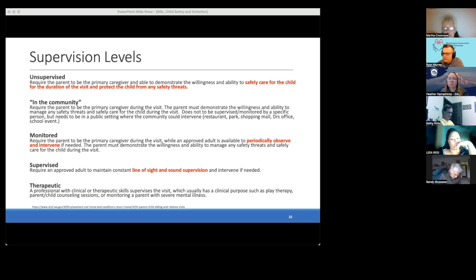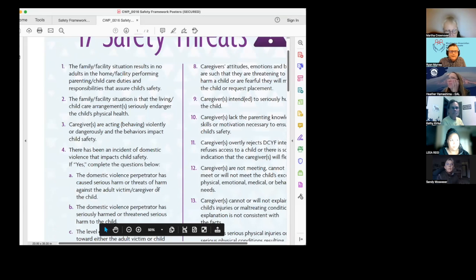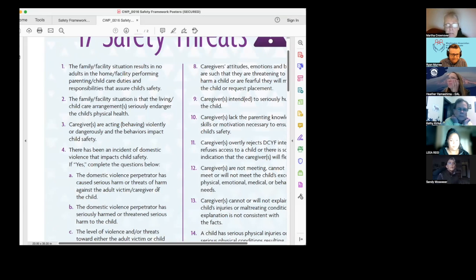So the department has their own model, which is the 17 safety threats. And the problem that the court expresses with these particular safety threats, or the way that they're presented, is that there's no analysis. It's just yes or no. So these 17 safety threats, I'm not going to go through all of them, but it's like the family or facility situation results in no adults in the home, facility performing parenting, childcare duties and responsibilities that ensure a child's safety. All the department has to do is answer yes or no. There's no analysis there.